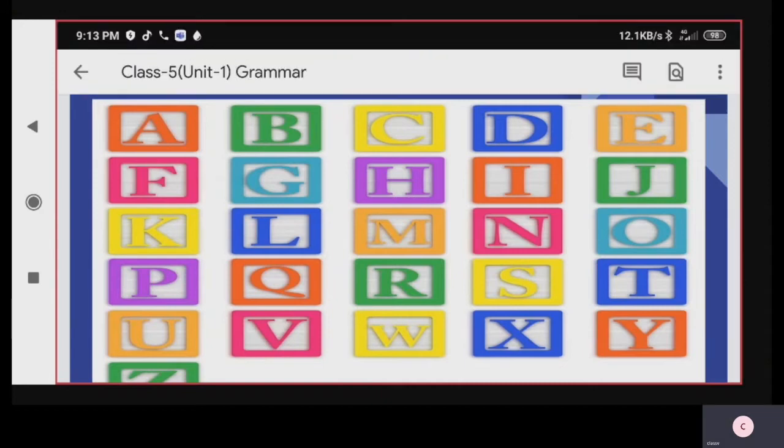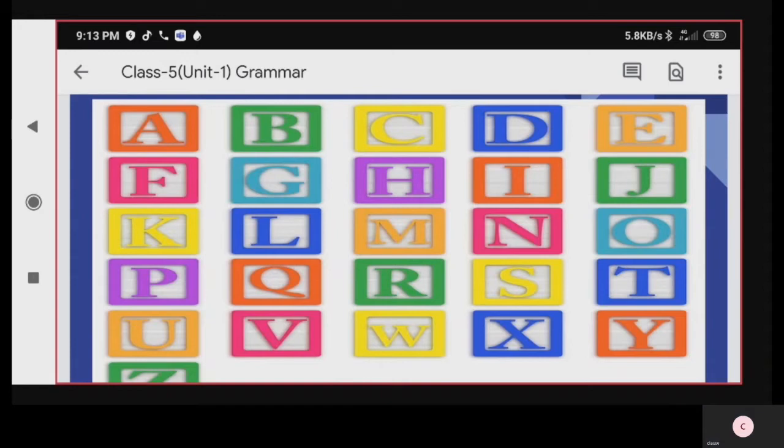In English, there are 26 letters from A to Z. All letters have their own names as well as sounds. All letters have an order in which they are placed in the alphabet. Now, listen to the names of each letter and repeat after me, children.